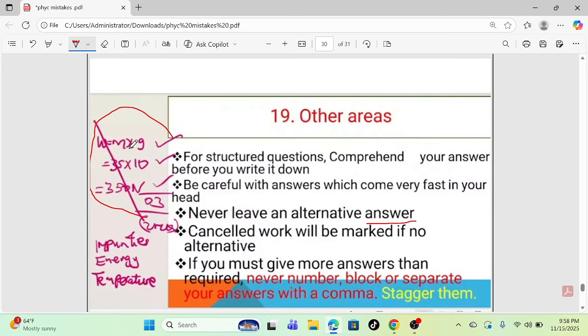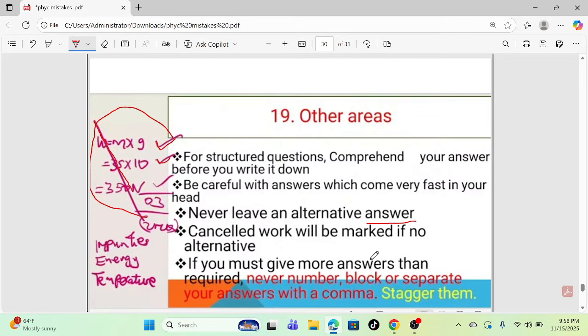It was weight is equal to mass times gravity. Your weight was 5 times 10, 50 newton, or you cancel, and you write another answer. If this answer is right, it will be marked. The first mark, the second mark, and then you get 3 marks. You must not give more answers than required.